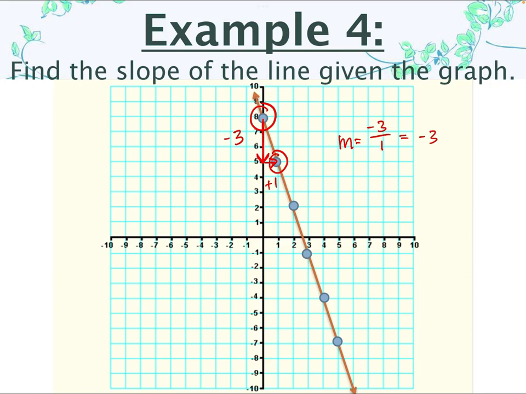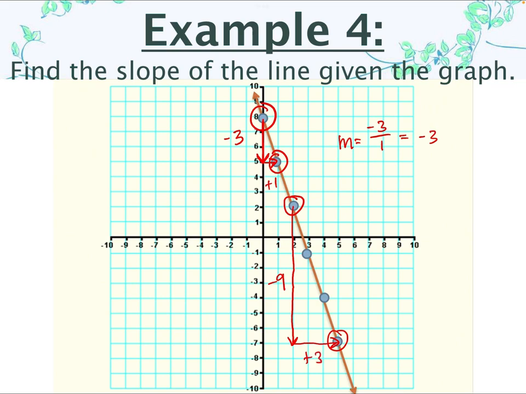Now, we could have picked any combination of 2 points, but what I recommend is, when you're finding the slope, start with the point on the left, move to the point on the right. So let's pick another 2 points. Let's go with the point 2, 2 and the point 5, negative 7. So starting on the point on the left, 2, 2, we go down 1, 2, 3, 4, 5, 6, 7, 8, 9. Down 9 is negative 9. And then right 1, 2, 3. That's positive 3 when we go to the right.